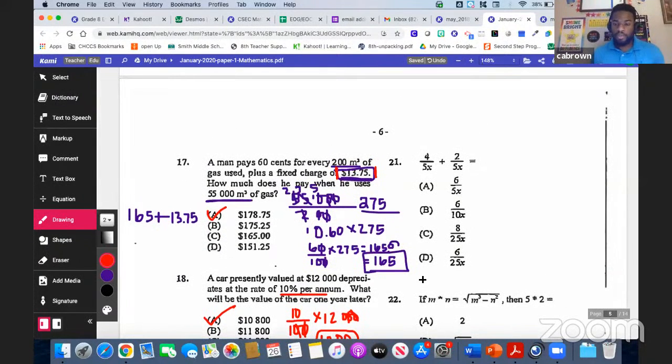All right, 21, pretty easy. The denominators are the same, so we keep it, so that's 5x. Add our numerators, 4 plus 2, 6. A.